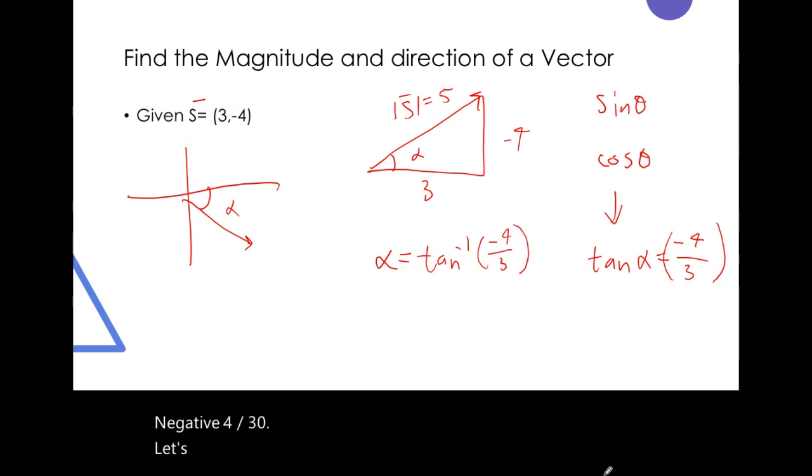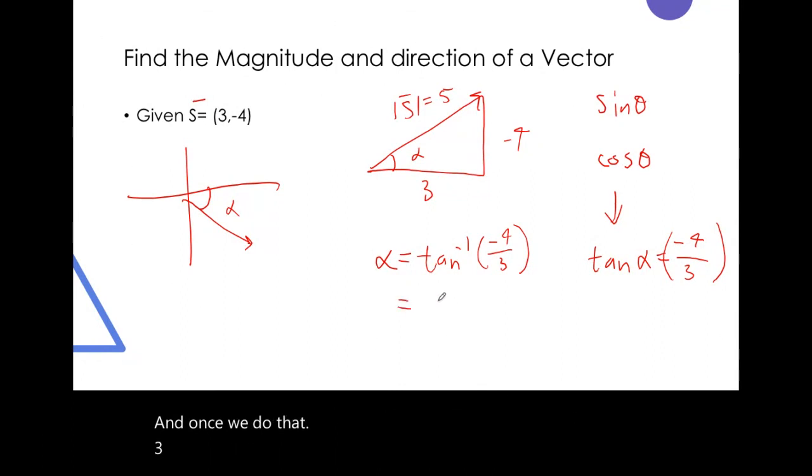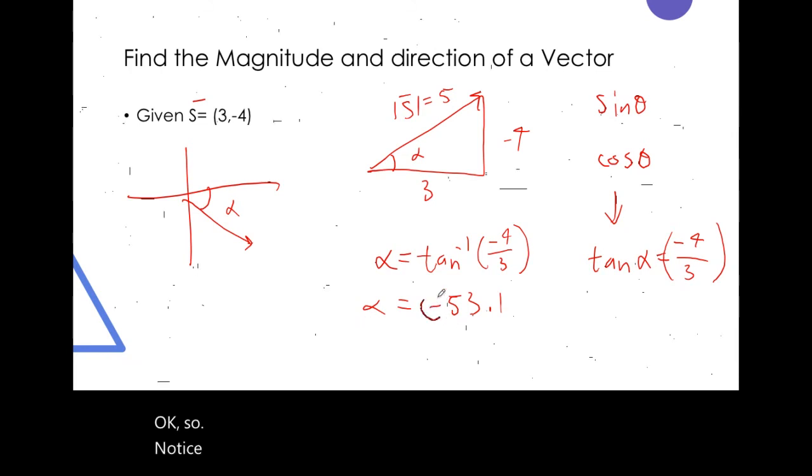You say, okay, that's not bad, just throw that into the calculator. And once we do that, we get -53.1 degrees. Okay, so notice how, first of all, it gives us a negative answer.